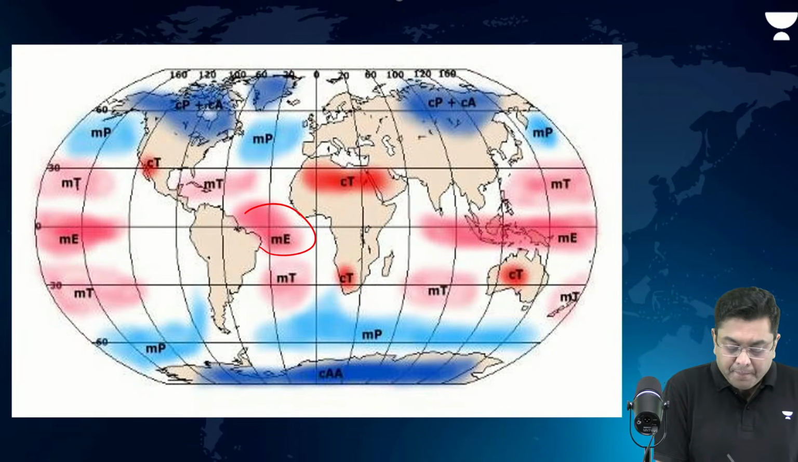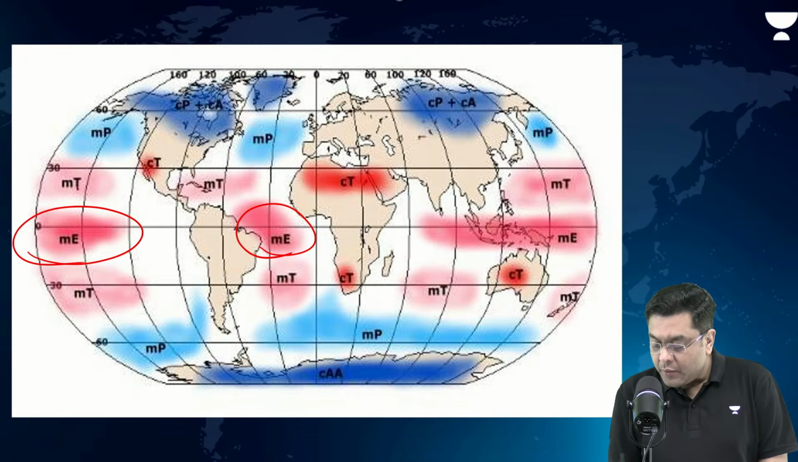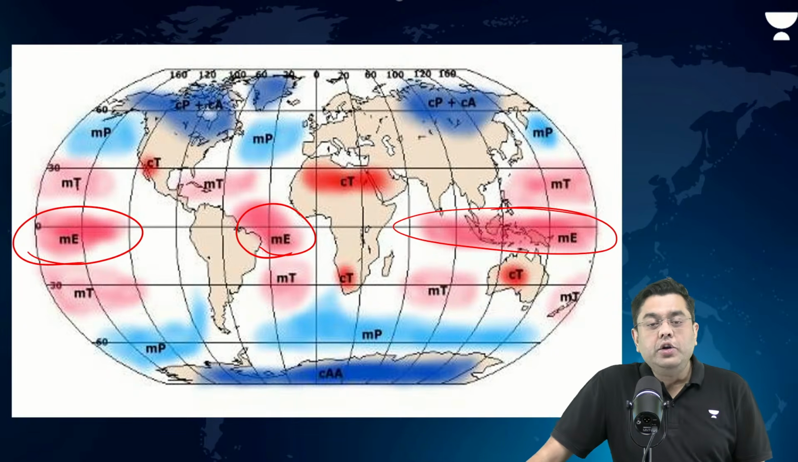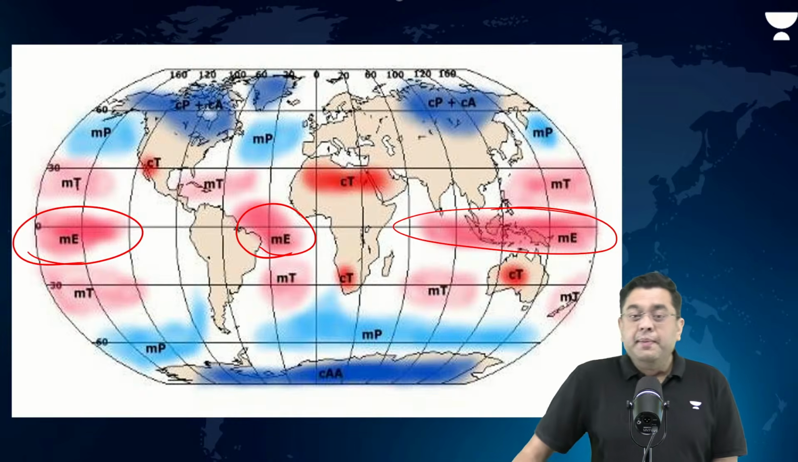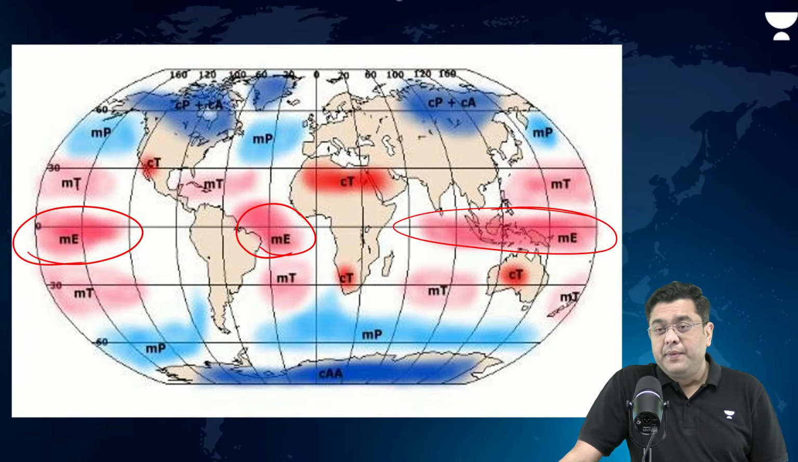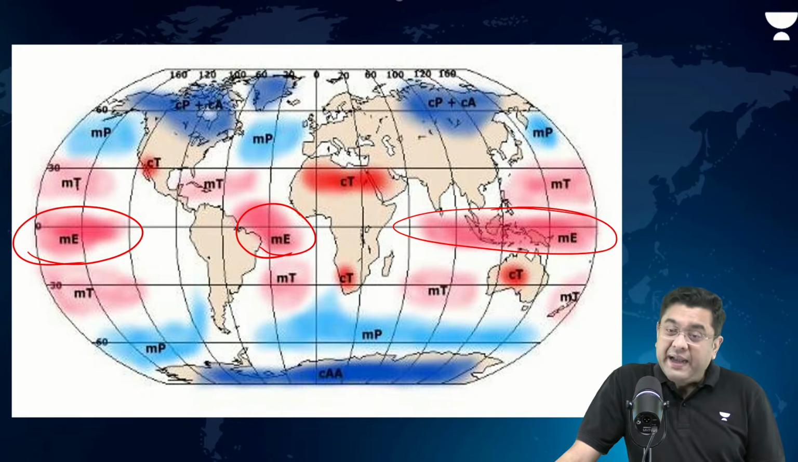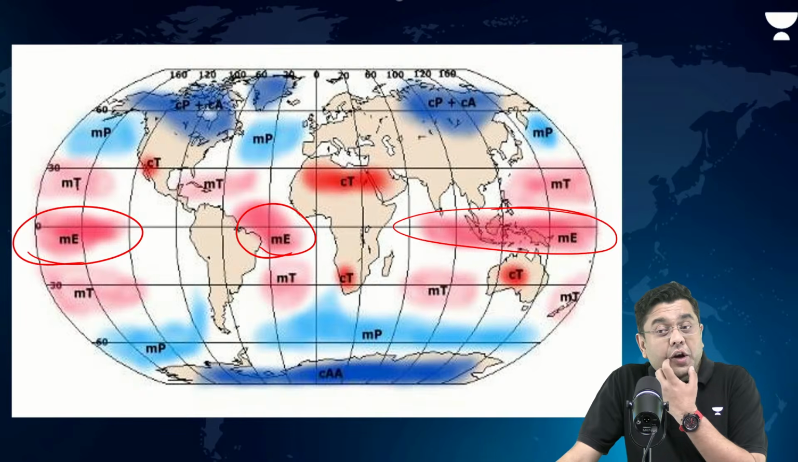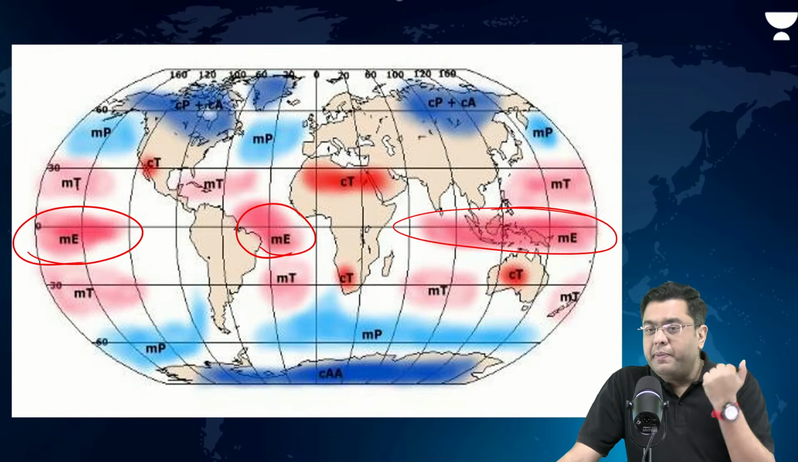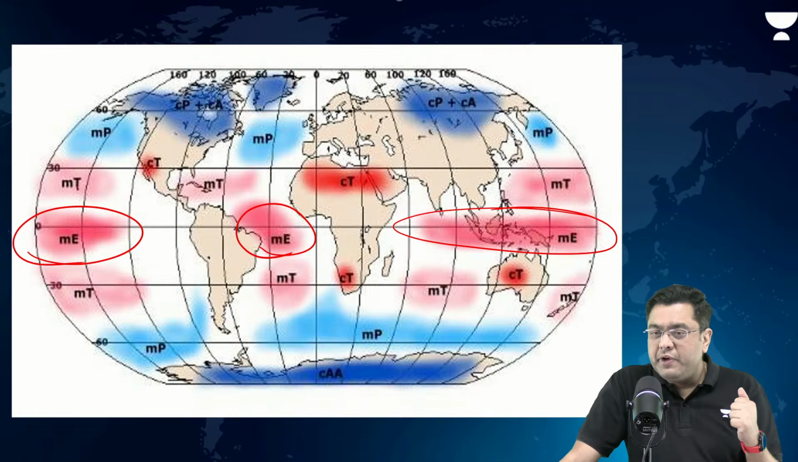Maritime equatorial, maritime equatorial, maritime equatorial. All these are maritime equatorial. Now, here, Himani, your question itself has the answer. Your question is, why do maritime and continental tropical air masses have different weather effects despite both being tropical? Because one is maritime and one is continental. Maritime means moist, it will bring rainfall. Continental is dry, it will bring dry conditions. So weather conditions will be different.